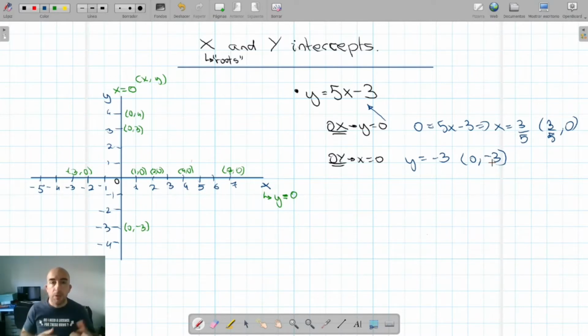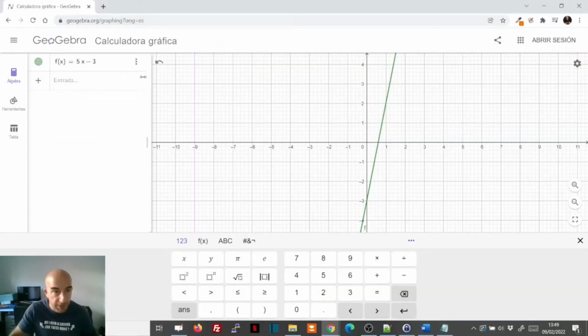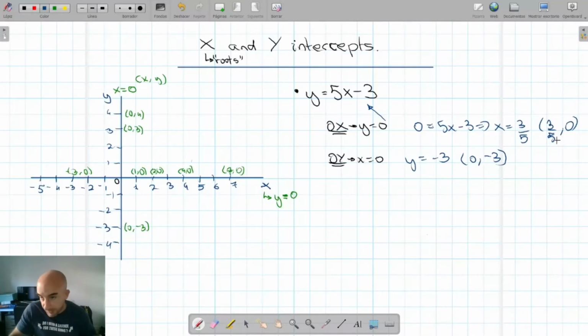Let's look at an online calculator so we can check our results. This is the graph of 5x minus 3, and as you see, the y-intercept is (0, -3). We could see that from the equation: it's the c in y equals mx plus c, which equals minus 3. And it cuts the x-axis at 3/5, so that's correct. Let's look at another example.